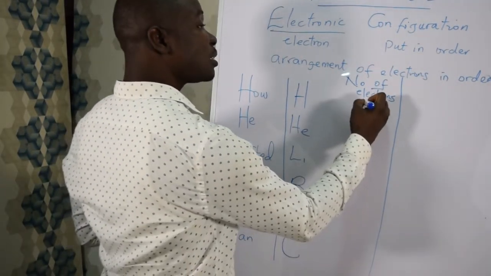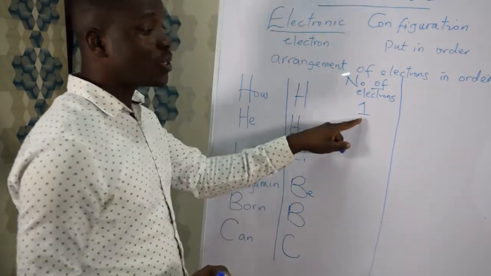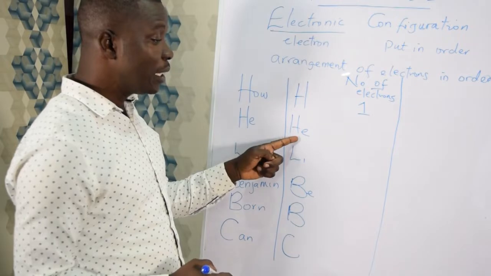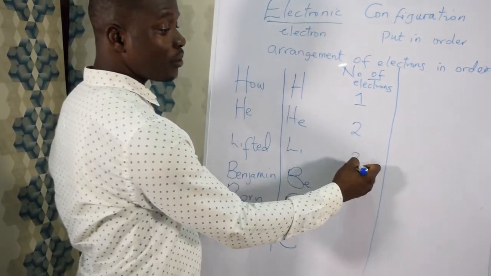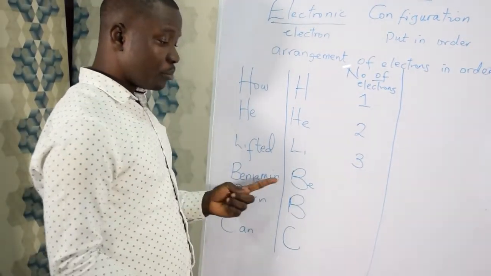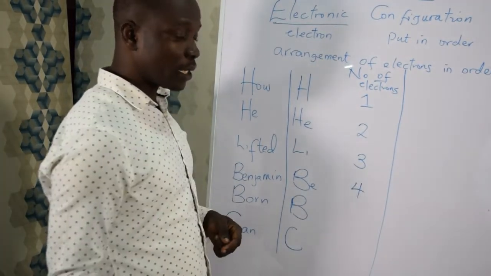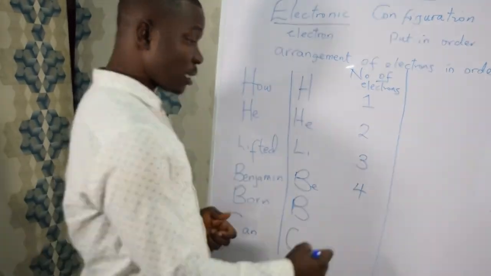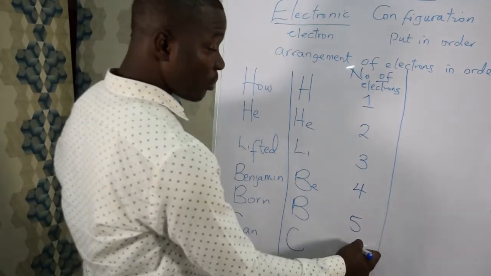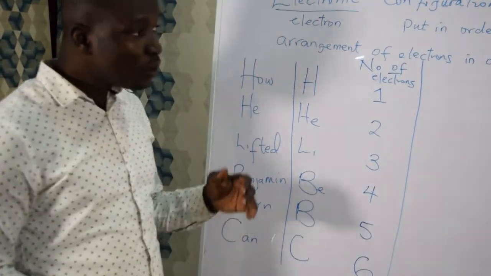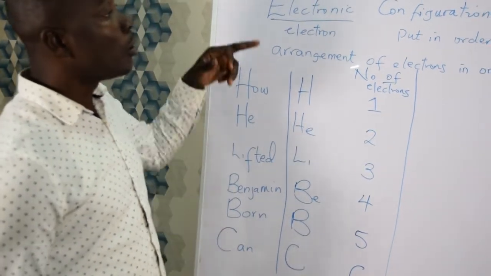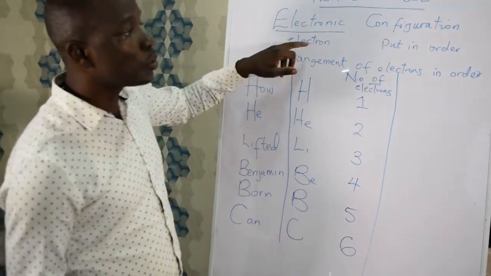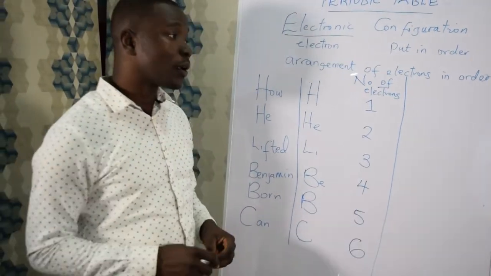What it means is that if I want to look at the number of electrons, I can easily conclude that since hydrogen is element number 1, it has 1 electron. Helium is element number 2, it has 2 electrons. Lithium is element number 3, it has 3 electrons. Beryllium is element number 4, it has 4 electrons. Boron is element number 5, it has 5 electrons. Carbon is element number 6, it has 6 electrons. You need the number of electrons that these elements have to be able to deduce or write the electron configuration, or to put the electrons in order.